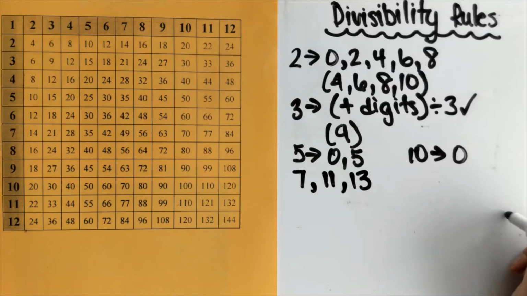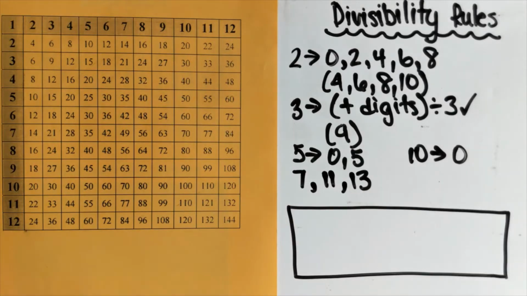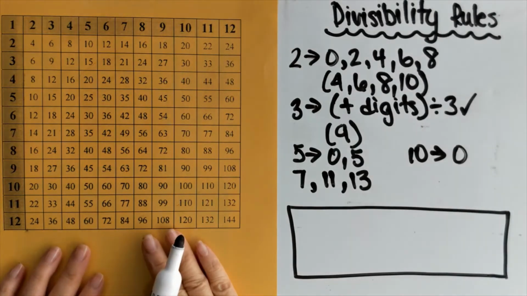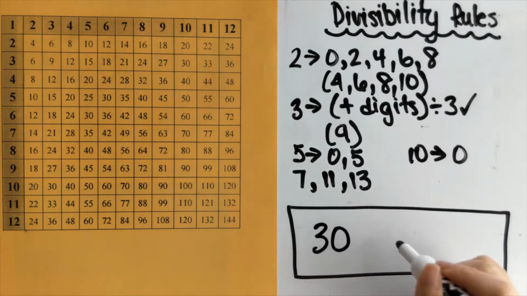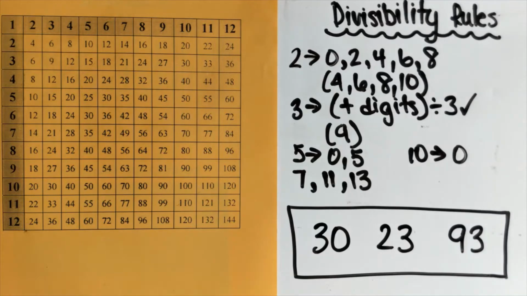So now let's go ahead and see how we can apply this to find prime numbers. As you can see, I have the divisibility rules right here, and I also have my multiplication chart to help me. For today's example, we're going to work with the numbers 30, 23, and 93 to see which of these are prime or composite.